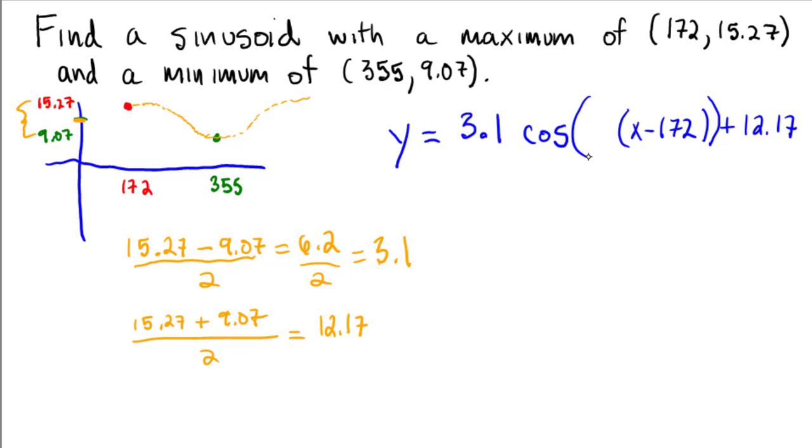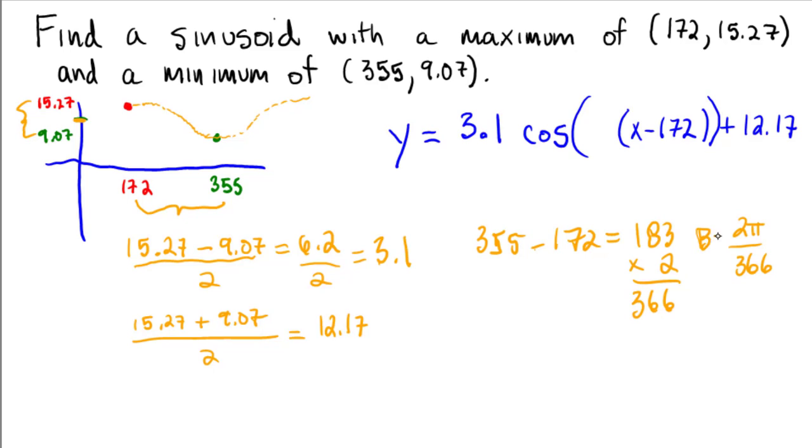Now there's only one piece left I have to do. I have to figure out what the period is. So for that, since the distance from the max to the min is half of the model, let's go 355 minus 172. 355 minus 172 is 183. That's half the model. So if I double that, 183 times 2 is 366. So to figure out the b, do 2 pi over 366. Get a little bit of reduction in there, maybe pi over 183. And so that last piece will be pi over 183.